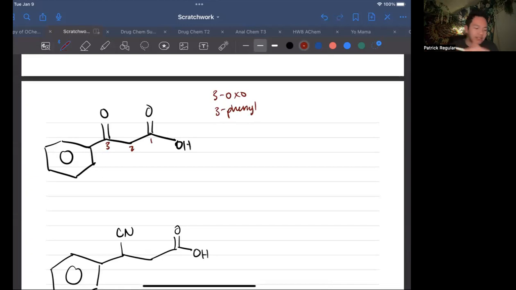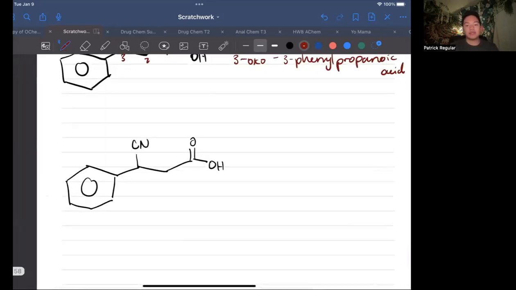Well, how do I do it? Well, you just name it alphabetically. Not numbering wise, but in the IUPAC name: 3-oxo, 3-phenyl, propanoic acid. There you go. Now this one's a little bit weird.